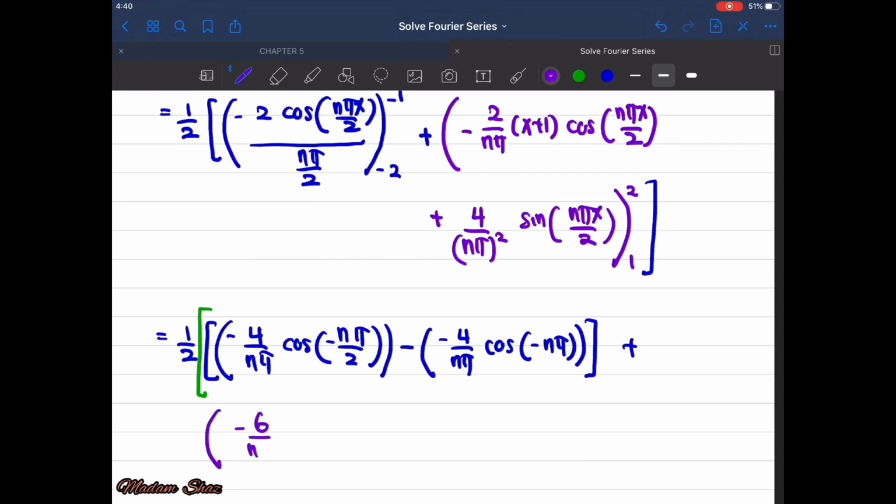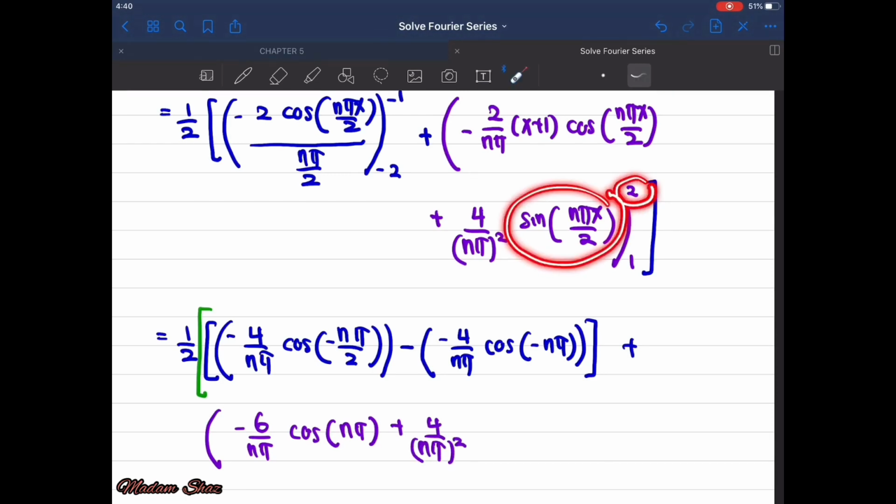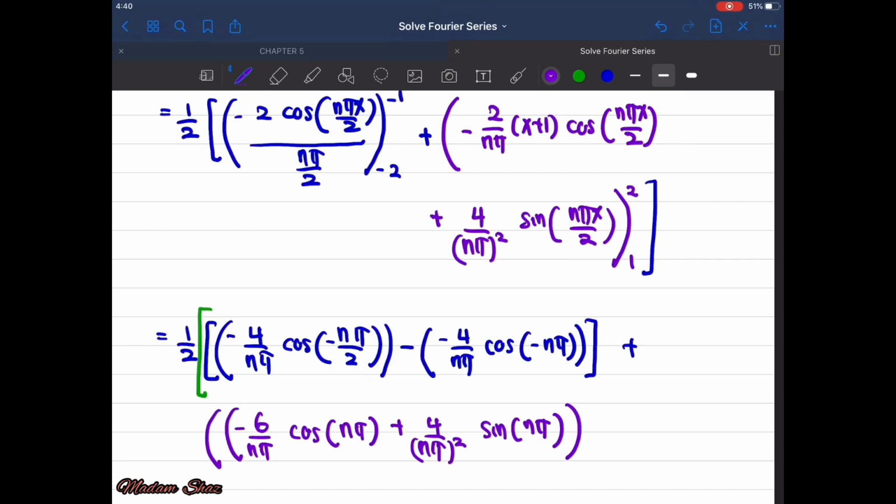negative 6 over n pi multiply with the cos n pi x over 2 multiply with the 2 will become n pi, plus 4 over n pi square sin n pi x over 2, substitute 2 will become sin n pi. So close the bracket here, minus with, substitute the limit 1 to the position of x. 2 multiply 1 plus 1 will become 4.